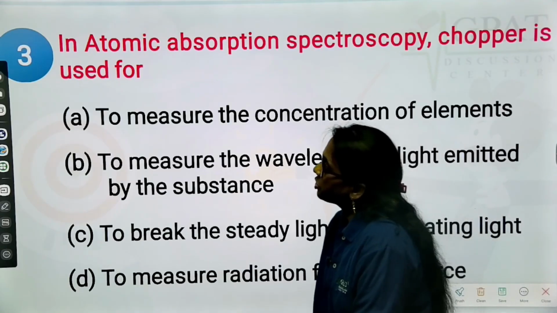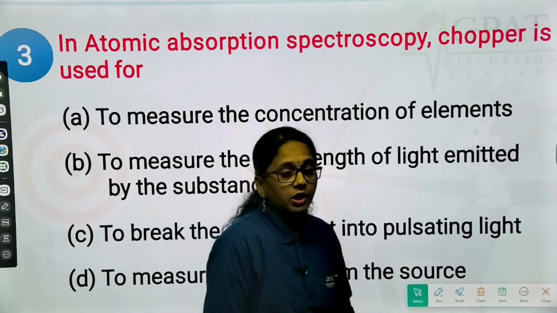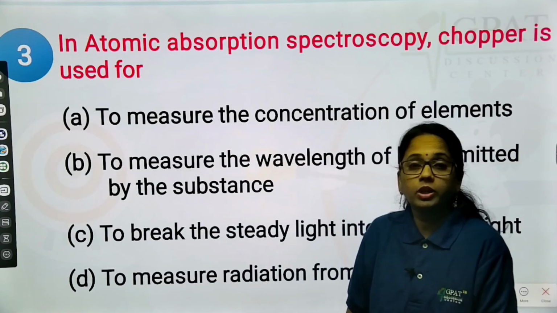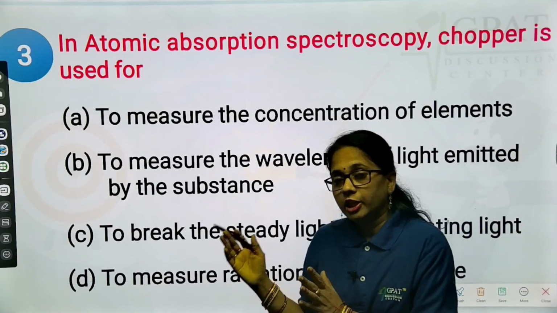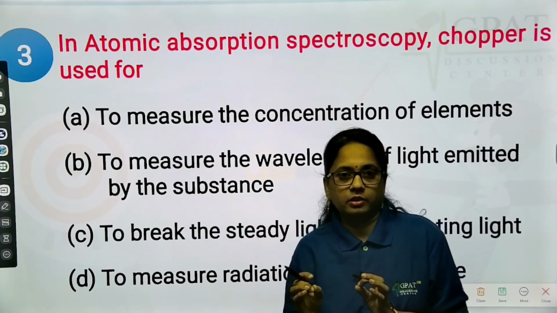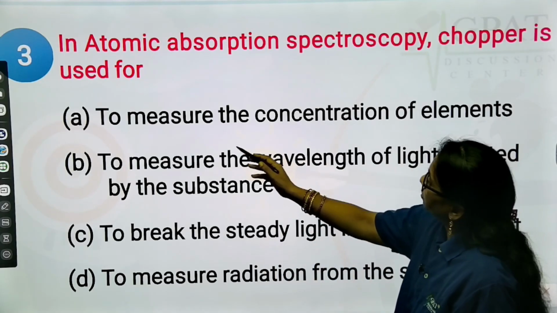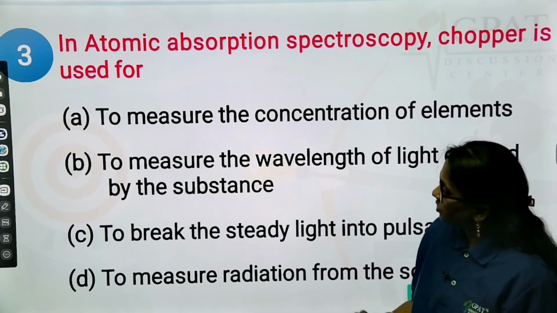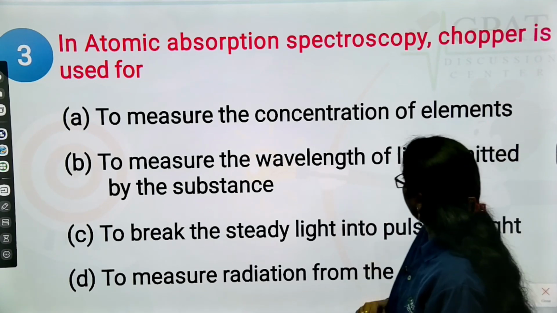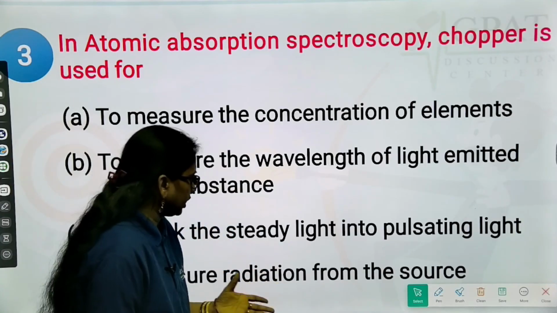And the third question, if you observe in atomic absorption, the chopper. In the instrumentation part we are going to use the hollow cathode lamp, and in between the lamp and the flame we are going to put the chopper. So what is the purpose of the chopper? Here they have given: to measure the concentration of the elements, to measure the wavelength of the light emitted by the substance. No, chopper and wavelength are not at all related.